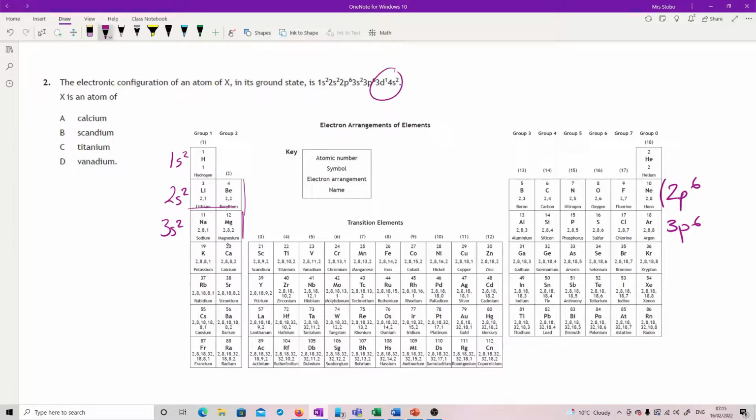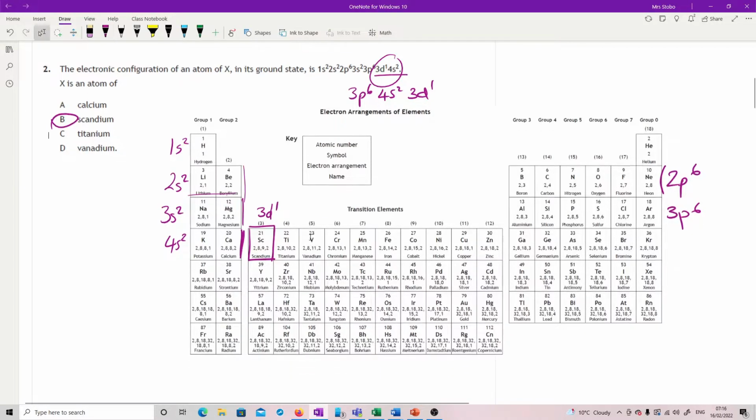Now they can write this bit whichever way around you want. From a filling order point of view, you go 3p6 and then 4s2, 3d1. But from a strictly energy level point of view, obviously put the 3 before the 4. So it's entirely up to you which way around you do it, you wouldn't get penalised. But if we take 4s2, 3d1 together, here's your 4s2, takes me to here. And then I've got one of my 3ds. So I'm literally just up to scandium. Okay.